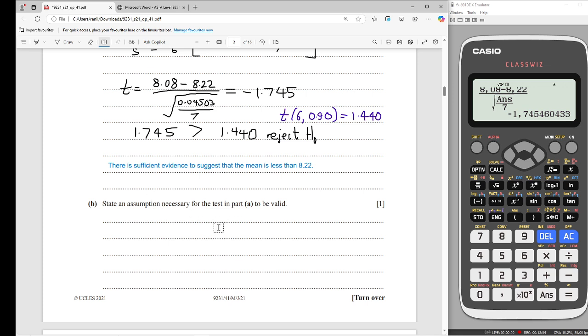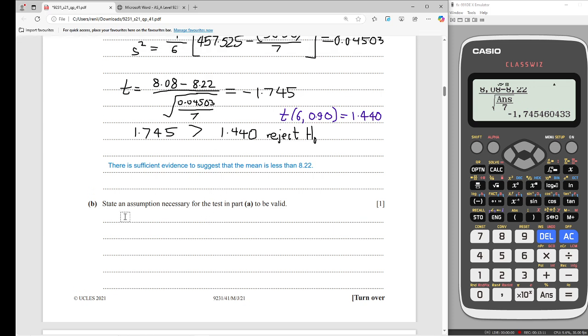And the B part: state the assumption necessary for the test in part A to be valid. So whenever we have a test, we ought to always assume that the population is normally distributed.